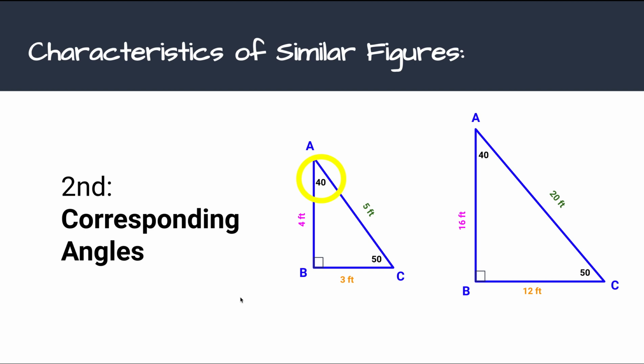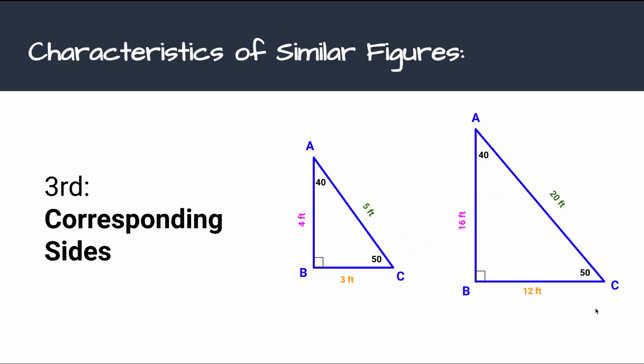So if you look here, you're going to notice how both angle A and angle A are 40, angle B and angle B are both 90, and then angle C and angle C are both 50, giving me my corresponding angles. Our third characteristic is that the corresponding sides have to be proportional, meaning what you do to one side, you do to the other.